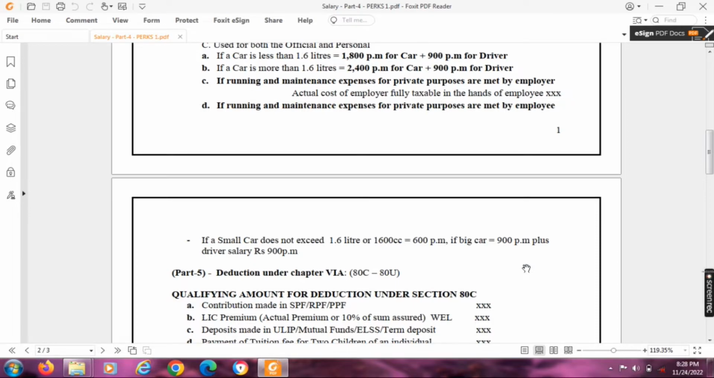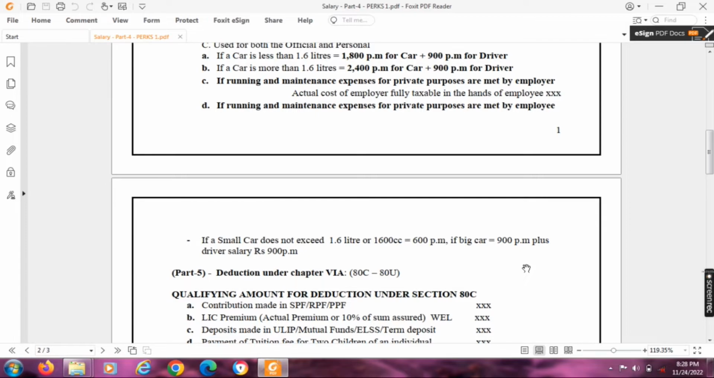If running and maintenance expenses for private purposes are met by employee means if a small car, that means the car does not exceed 1.6 liter capacity means 600 per month was taxable. If a big car, 900 per month plus driver salary 900, it's separate.